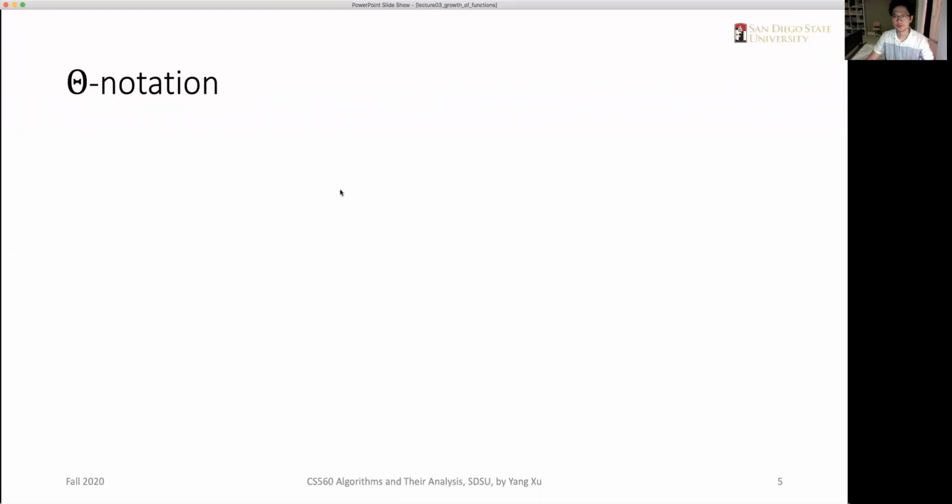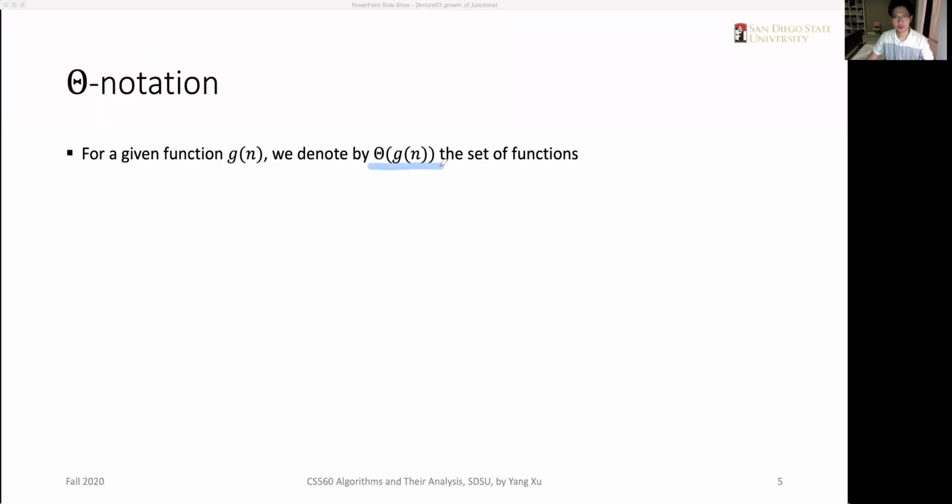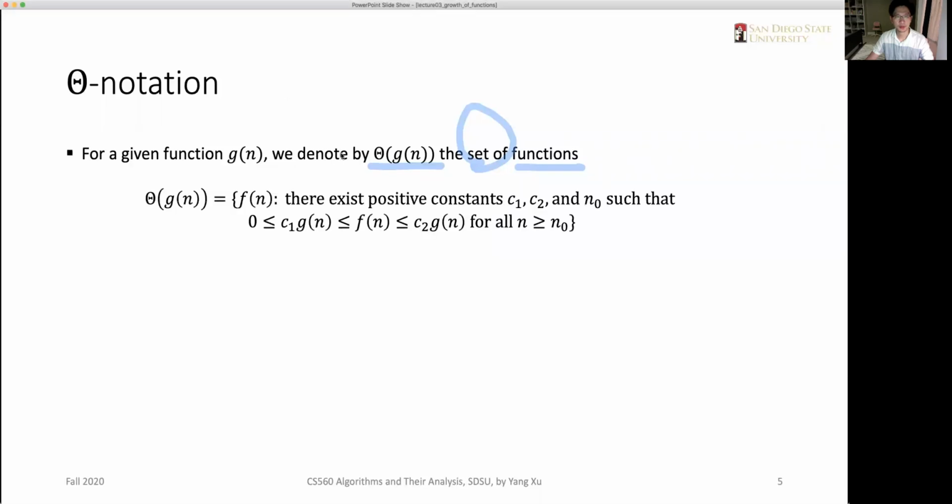Now let's look at the formal definition of the Big Theta notation. For a given function g of n, we denote by big theta of g of n a set of functions. Recall that the big theta notation is defined upon a function, so big theta of such a g of n function is a set of functions. And this set can be described by this mathematical language.